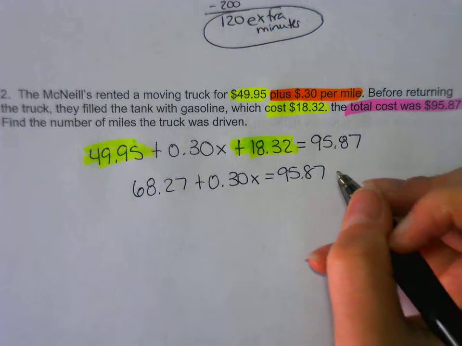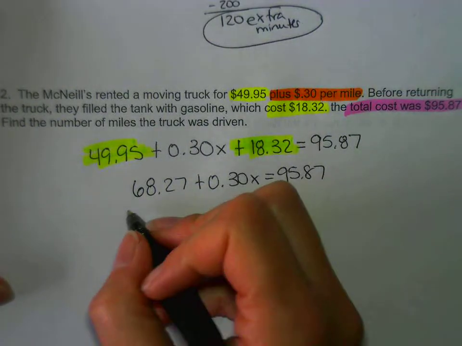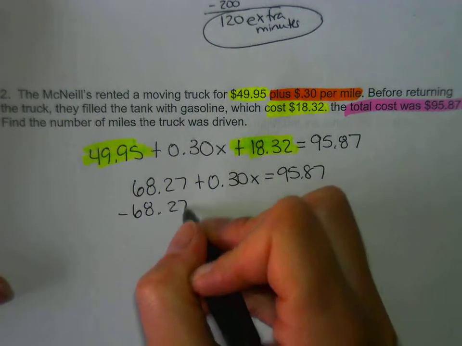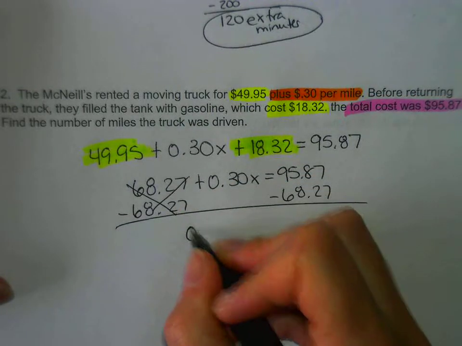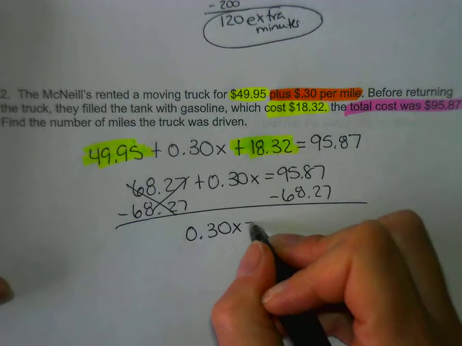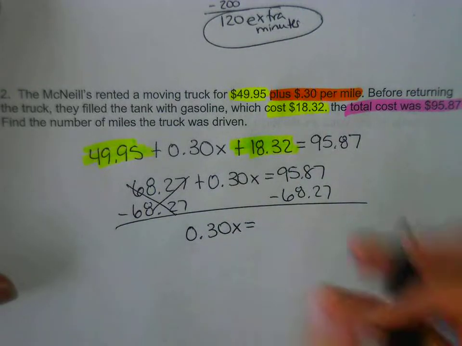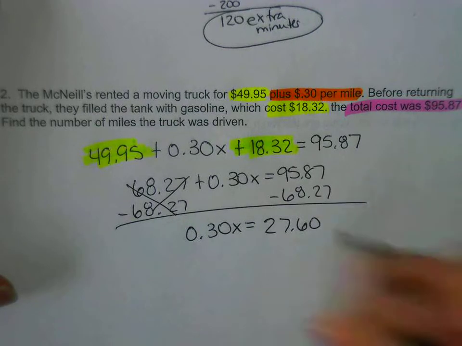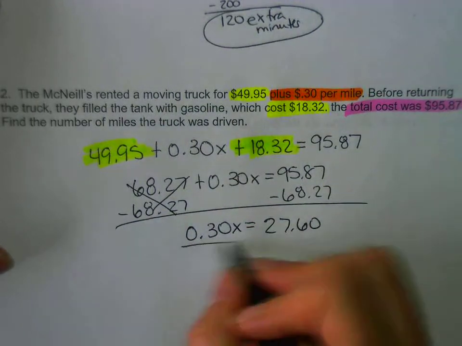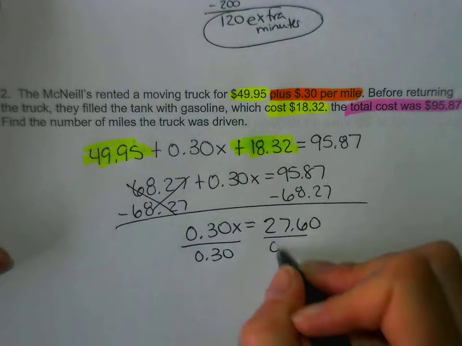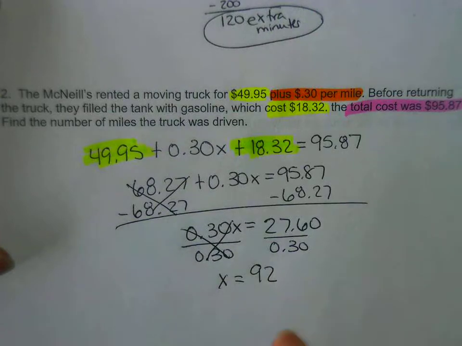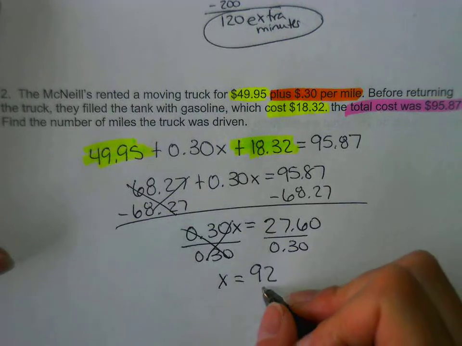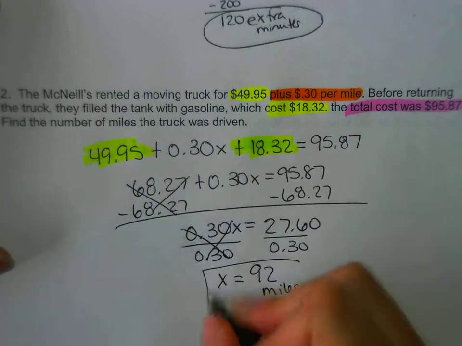So now we're at a two-step equation. So I'm going to subtract $68.27 from both sides of the equal sign. So I'm left with my 30 cents times however many miles they drove. And when I subtract it, I get $27.60. So then the last step would be to divide both sides by 30 cents. And x equals 92. And we were trying to find the number of miles that was driven, which is what x represented. So that meant the McNeils drove for 92 miles.